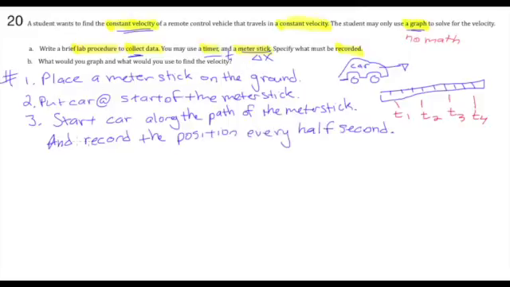So realize what this does is I will probably, since it is a remote control vehicle, have multiple readings within the meter stick, and I'll record those positions. Sure enough, this is all I need to record data. My car is moving along the path, and I'm going to record the position every half second. That's all I needed.